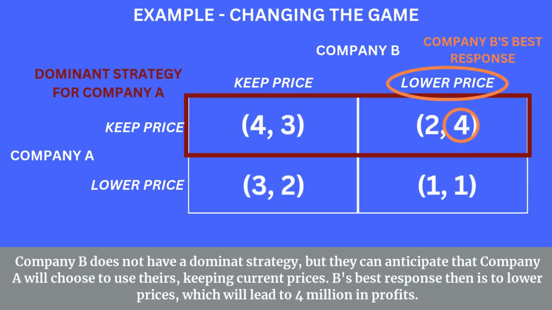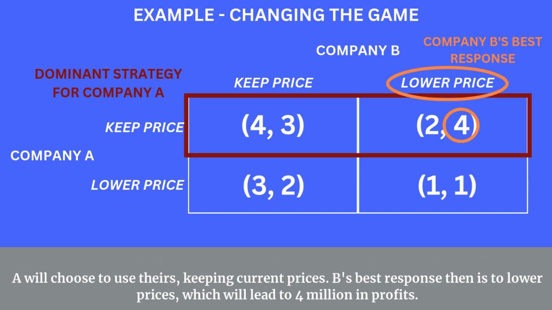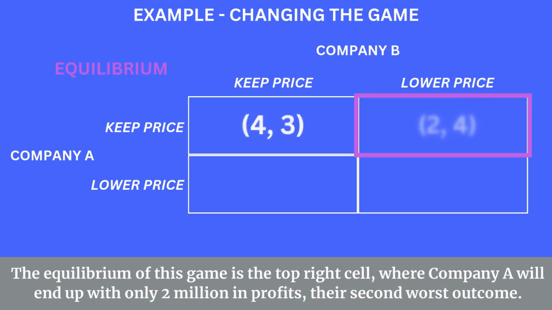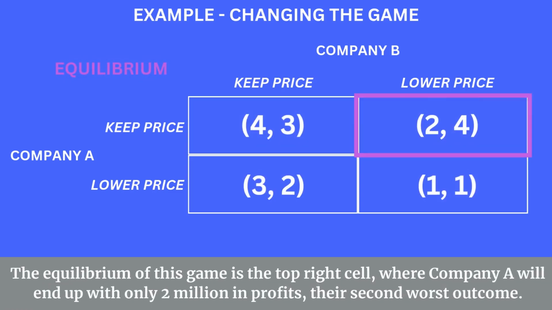Company B does not have a dominant strategy, but they can anticipate that Company A will choose to use theirs, keeping current prices. B's best response then is to lower prices, which will lead to 4 million in profits. The equilibrium of this game is the top right cell, where Company A will end up with only 2 million in profits, their second worst outcome.